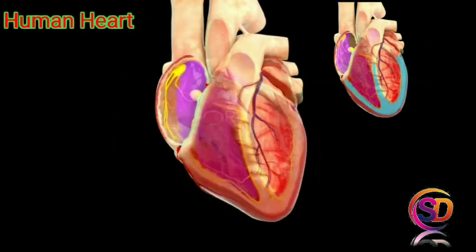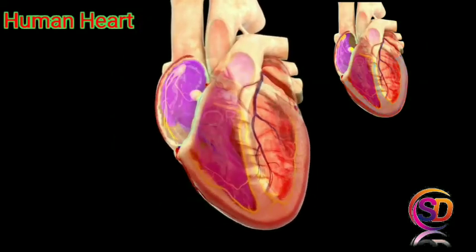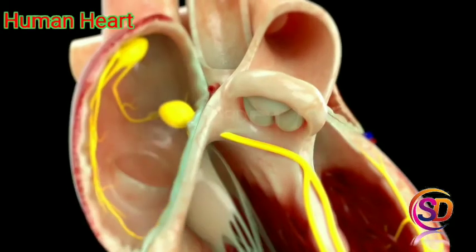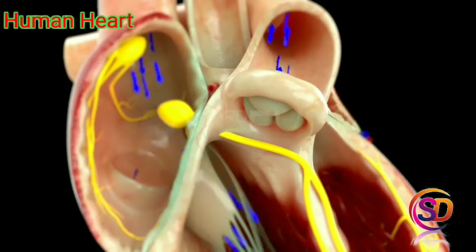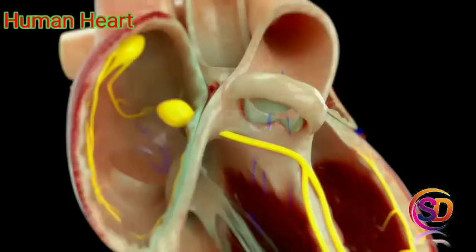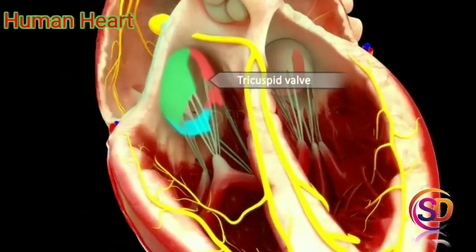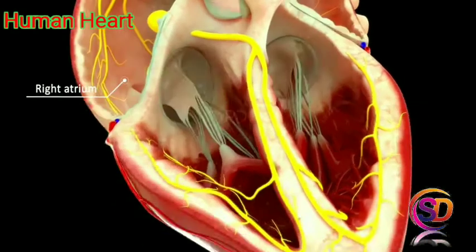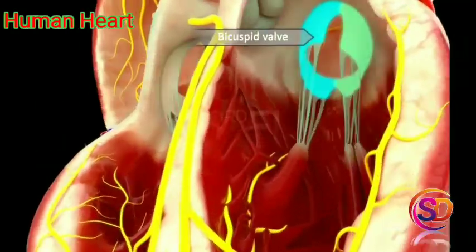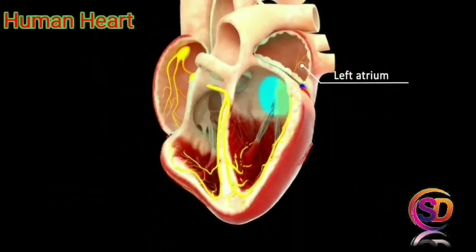Since the ventricles have to pump blood to the various organs of the body, they have thicker muscular walls than the atria. Valves present in the heart ensure that the blood does not flow backwards when the atria or ventricles are contracting. The tricuspid valve is present between the right atrium and right ventricle. The bicuspid or mitral valve is present between the left atrium and left ventricle.